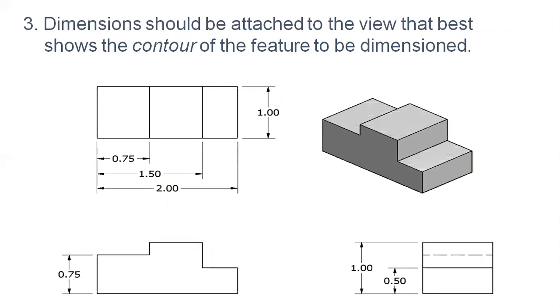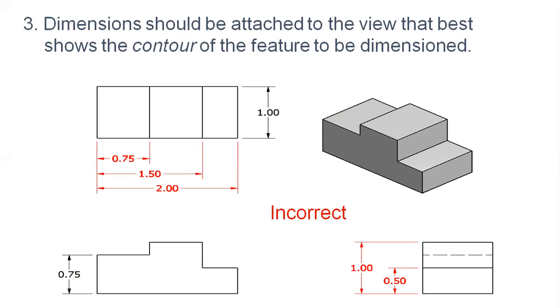Next, the third rule: dimensions should be attached to the view that best shows the contours of the feature to be dimensioned. There are two ways of dimensioning. One is chain dimensioning and the second is parallel dimensioning. In the top view, in the third angle method, 0.75, 1.5, and 2.0 is called parallel dimensioning, and those should be shown in the diagram in parallel. This is the incorrect way of dimensioning.